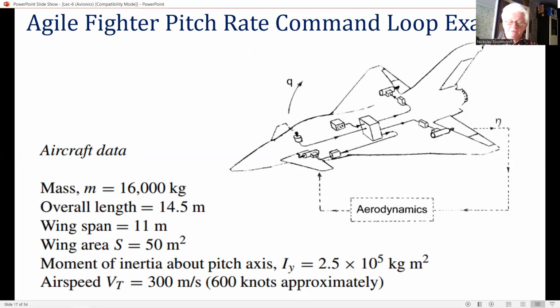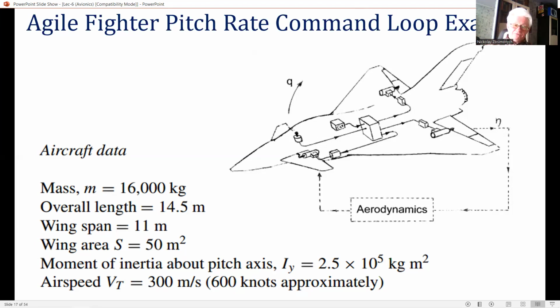Static margin equals 12% negative. Pitching moment derivative due to the control surface deflection, M_eta, equals 5 times 10 to the power 6 newton-meters per radian. And pitching moment derivative due to the pitch rate, M_q, equals 5 times 10 to the power 5 newton-meters per radian per second. So we have the next problem.